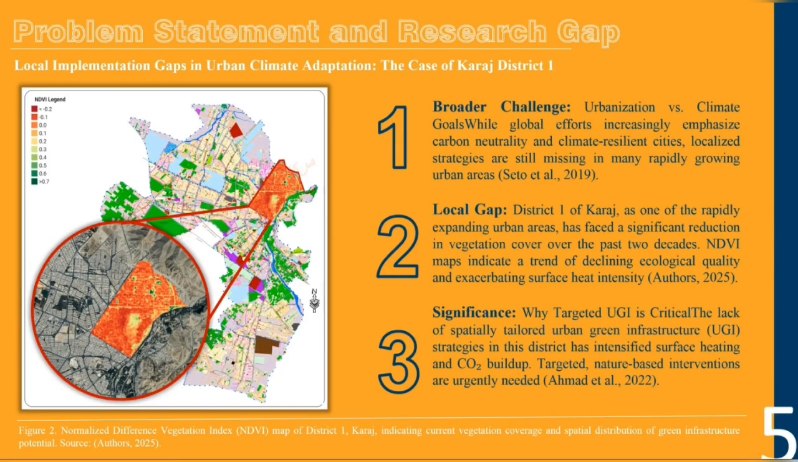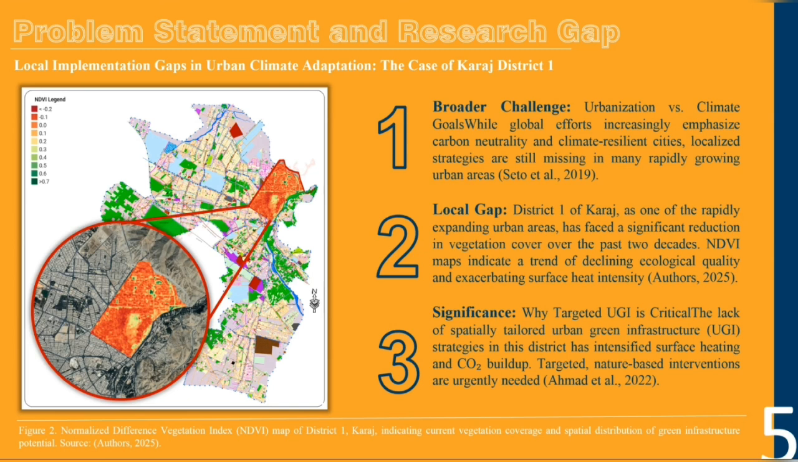Rapid urbanization in many cities has outpaced climate action, leaving a gap in localized carbon neutral strategies. District 1 of Karaj is a clear example. NDVI analysis reveals a sharp decline in vegetation and a rise in surface heat over 2 decades. Despite global commitments, this area still lacks targeted urban green infrastructure.